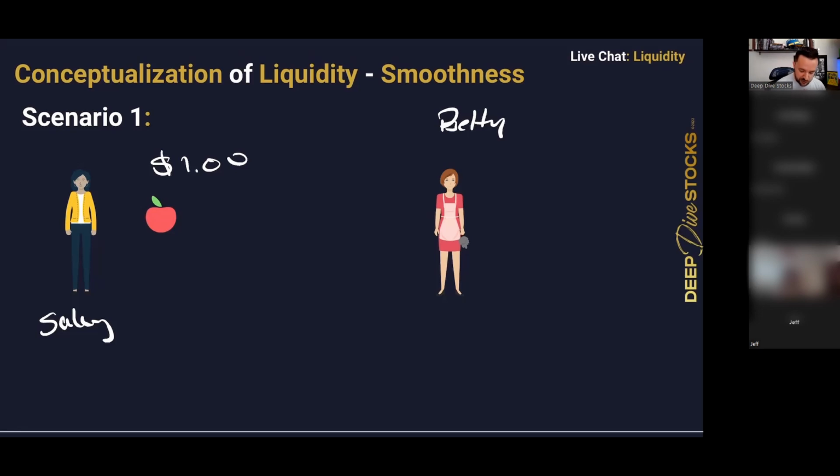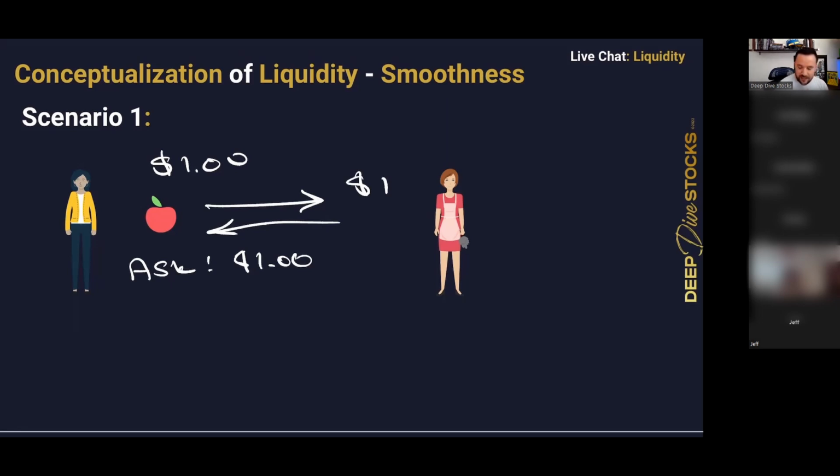And so Betty enters the market and she wants to buy an apple for $1, so she sets her ask at $1. In this scenario, Betty thinks, hey, that's a fine price. So she gives Sally $1 and Sally gives Betty the apple. Pretty straightforward, anticlimactically straightforward, right? But the first question we have is, was the situation smooth or not? Was it liquid?